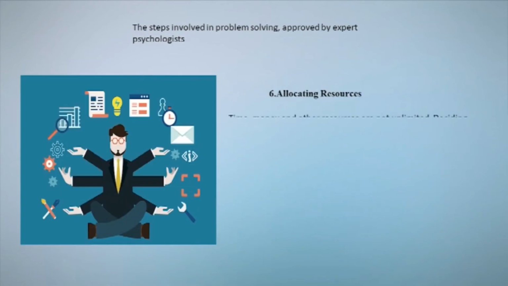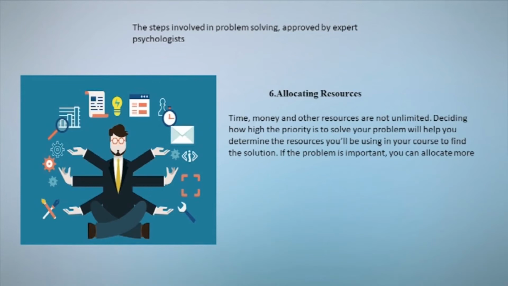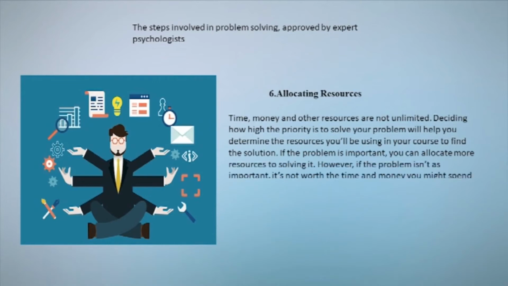Allocating resources is another important aspect. Time, money and other resources are not unlimited. Deciding how high the priority is to solve your problem will help you determine the resources you will be using in your course to find the solution. If the problem is important, you can allocate more resources to solving it. However, if the problem is not important, it is not worth the time and money you might spend on it, if not for proper planning.